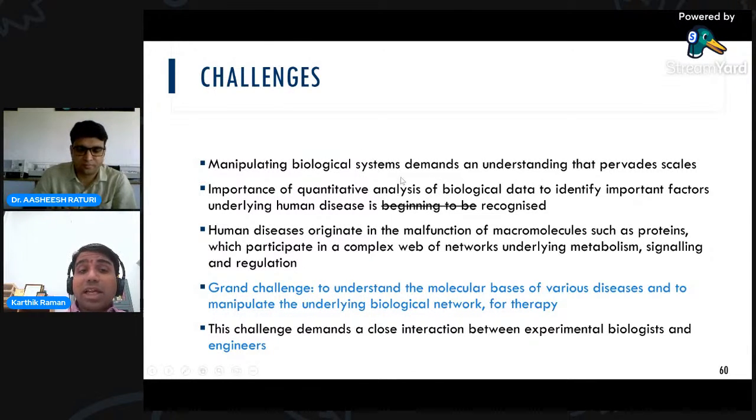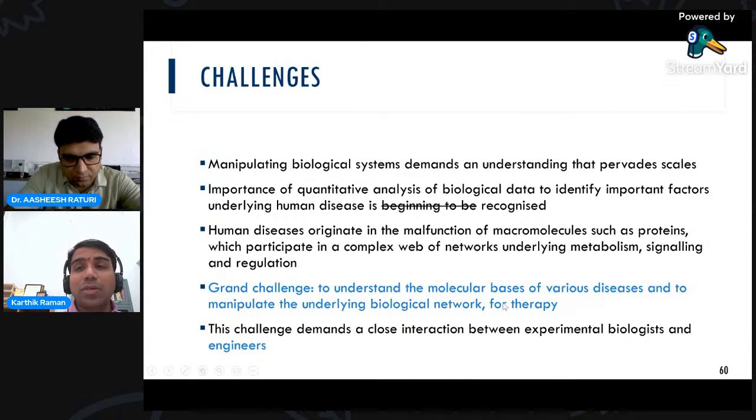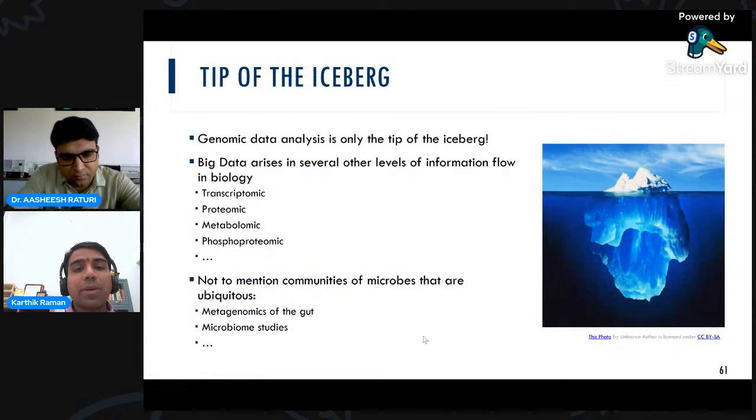Thankfully, the importance of quantitative analysis of biological data is being recognized now, for answering questions with respect to disease. And disease is a network malfunction problem. So you have to understand the network if you want to understand the disease. And this involves very close interaction between experimental biologists, engineers, data scientists, and so on. And there's just so much data available. Genomic data is not even the tip of the iceberg. You have transcriptomic, proteomic, metabolomic data, and not to mention all your microbiome data, gut metagenomics, and things like that. So a whole lot of data is available.